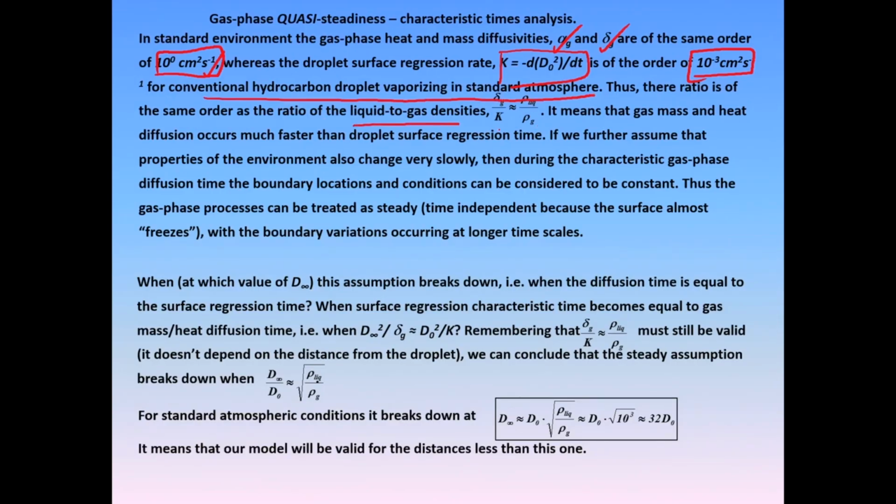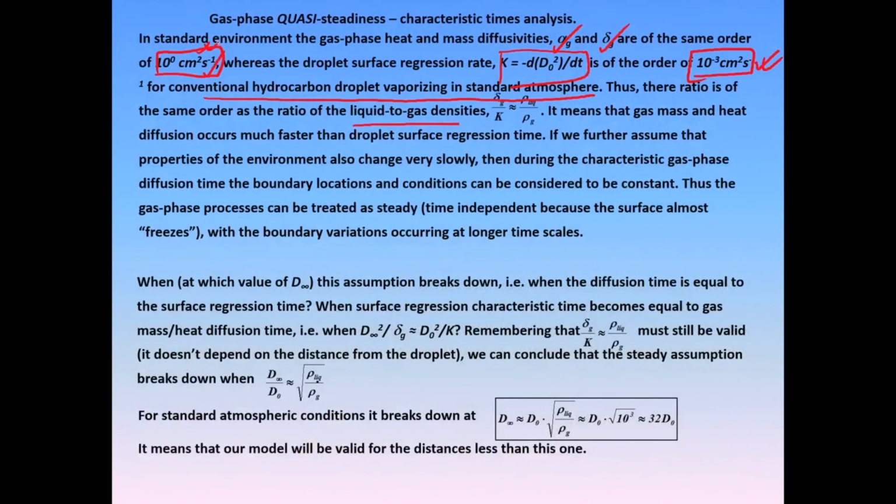If you divide these two things, the mass diffusivity divided by the regression rate, it means essentially that the gas mass and heat diffusion occurs much faster than the droplet regression time. So, the mass transfer happening from the droplet surface is happening at a much faster time scale compared to the regression, and these ratios will show you, one is 10 to the power of minus 3, one is 10 to the power of 0, and alpha and delta are basically the diffusive time scales.